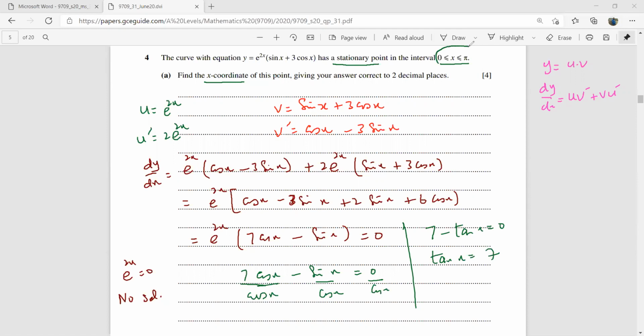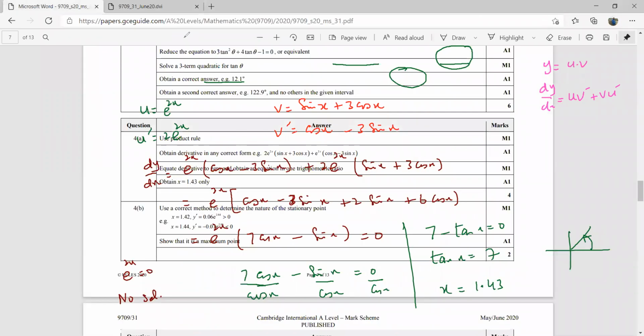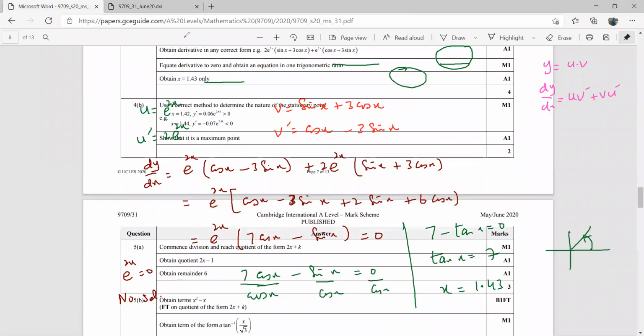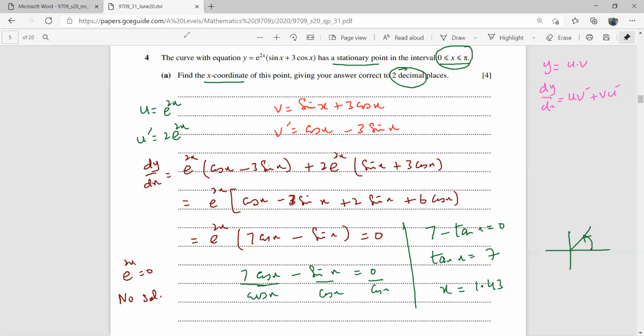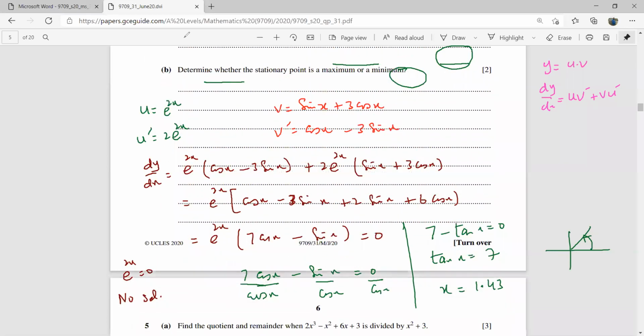This is the interval. Change the mode of your calculator into radians, and you know that this has to be the first quadrant here. We have to give the answer correct to two decimal places. So what is tan inverse of 7? 1.43. Just to check the answer quickly, 1.43. Where are we? Yeah, here it is, 1.43. Okay, let's see what's there in the next part.